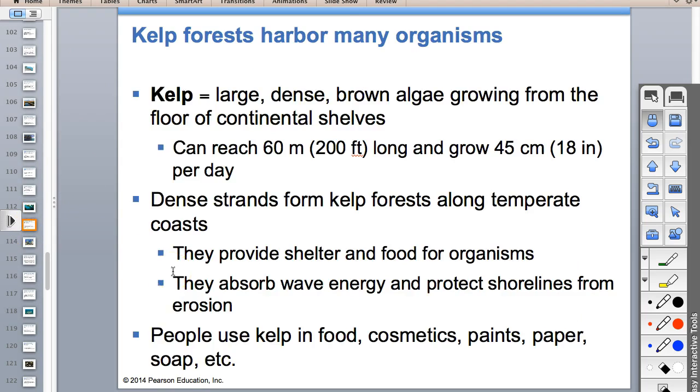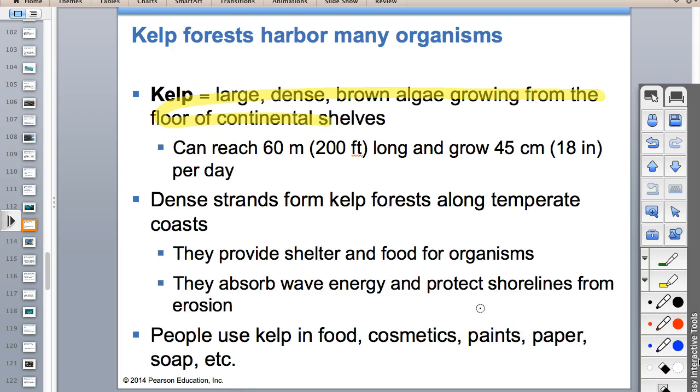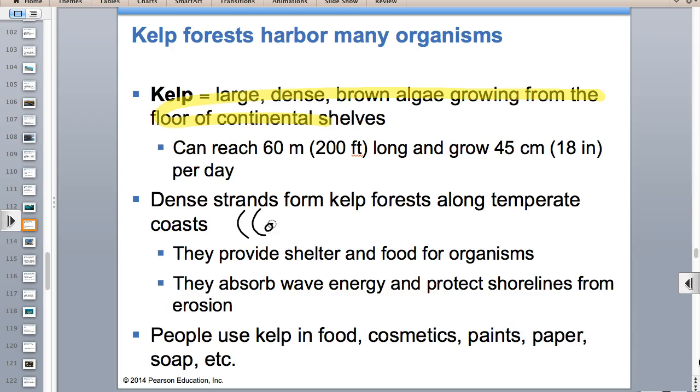And so, what is kelp? Kelp is actually big algae. Really large algae. It looks like a very complex organism, but no, it's very simple. It's algae. And it can get pretty big. And it forms along temperate coasts, and basically this is the most famous place, the coast of California and Oregon, Washington.